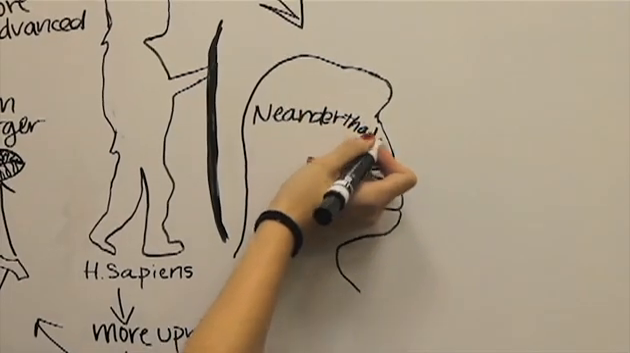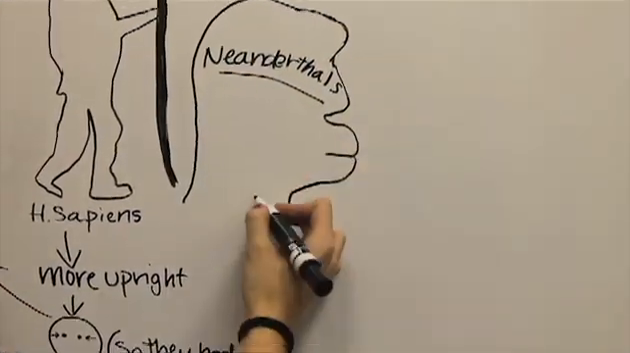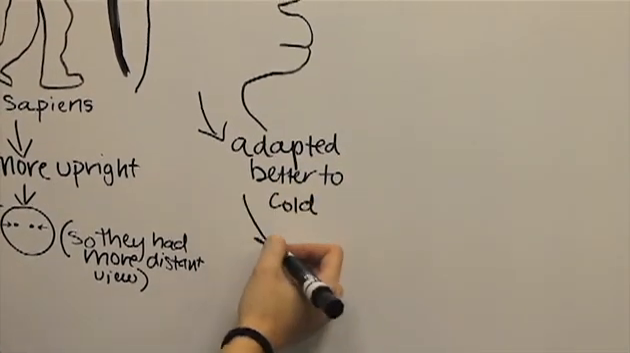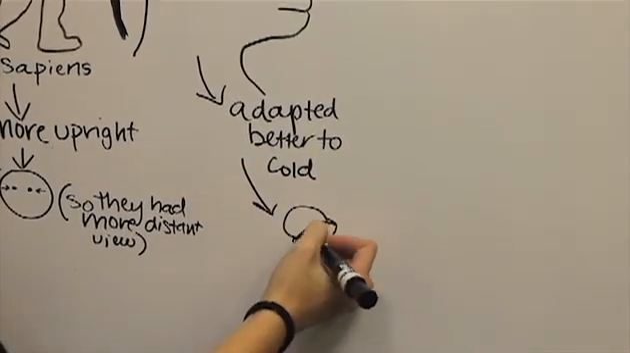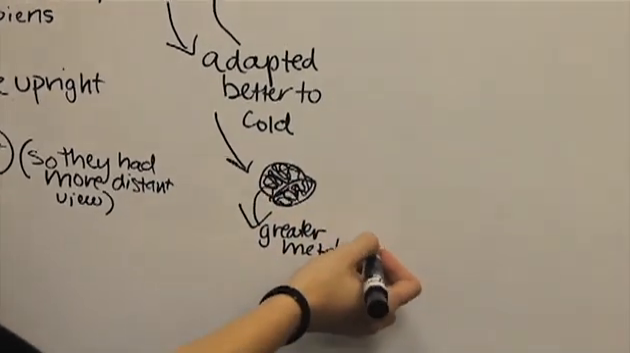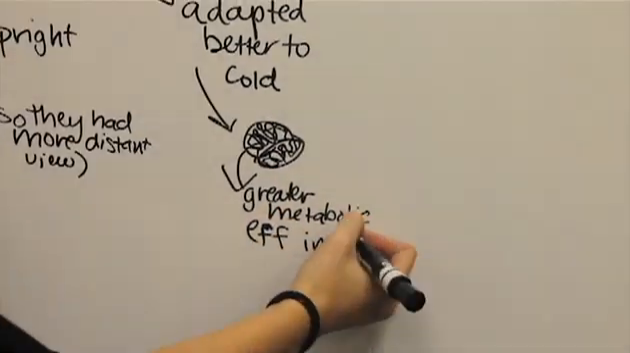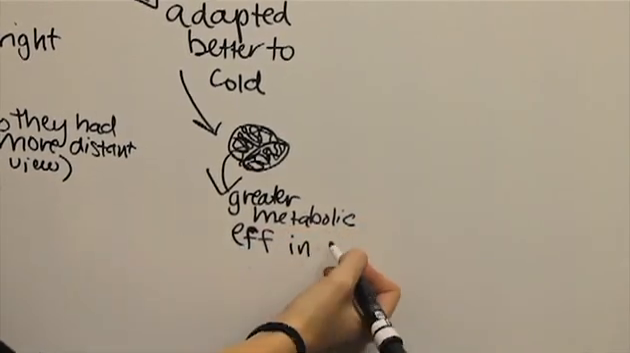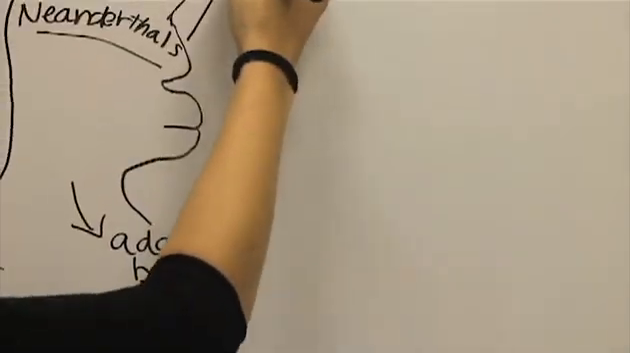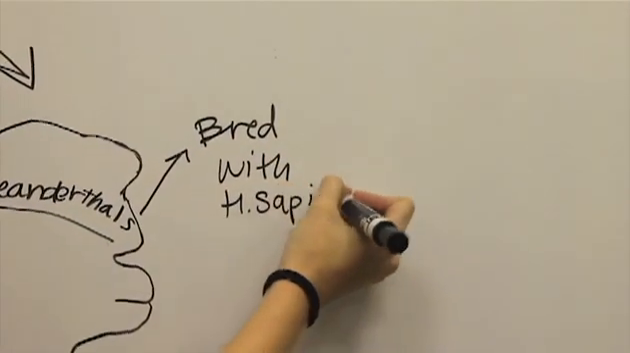Neanderthals were not a link, but relate to humans, and their existence overlapped with Homo sapiens. They were well adapted to the cold and had a perfected metabolic efficiency for their cold environment. Neanderthals are believed to have interbred with Homo sapiens, which can be proved by looking into the evidence in our own DNA.